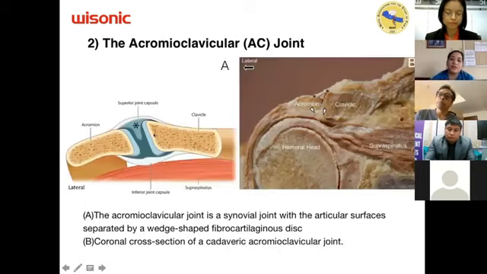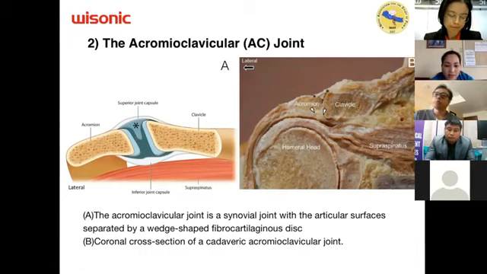Okay, so now talking about the acromioclavicular joint. It is a synovial joint with its articular surfaces separated by a wedge-shaped fibrocartilaginous disc, which we saw as a hyperechoic structure in our scan.